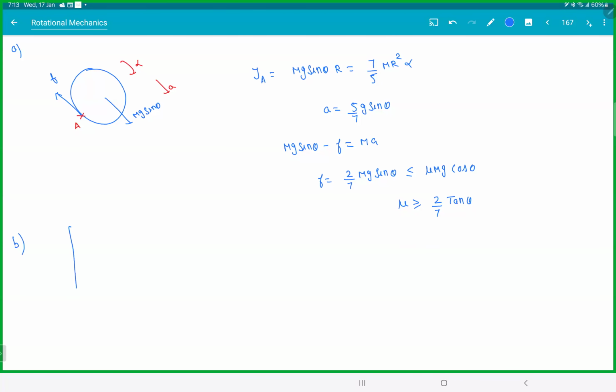Now in the second part, you're saying this friction is half of this. So mu is 1/7 tan theta. So now it is going to slip. This is actually easy. This also I taught you how to do. If it is slipping, in mg sin theta, this friction is F max. Now, this is insufficient friction, it slips.